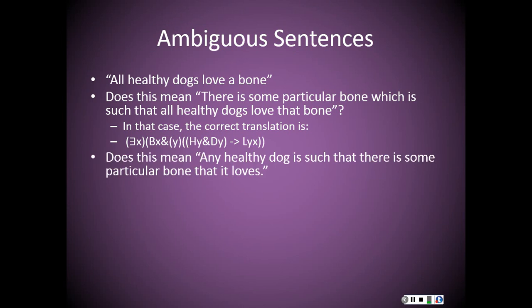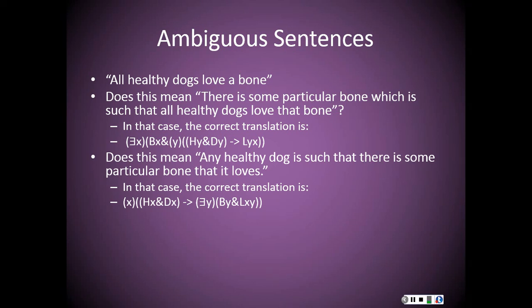Another possible interpretation of this sentence is that any healthy dog is such that there is some particular bone that it loves. Some particular bone or other, perhaps not the same bone for each dog. So in that case, the correct translation of this sentence is, for any x, if x is healthy and x is a dog, then there is some y such that y is a bone and x loves y. So on this interpretation, the original sentence says that any healthy dog is such that there's some particular bone or other, perhaps a different bone for each dog, that it loves.